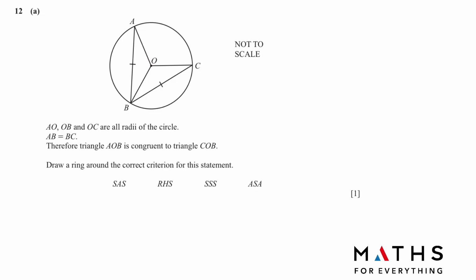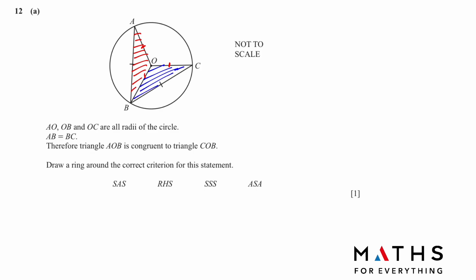AO, OB and OC are all radii of the circle. So this is equal to this. All 3 sides are equal because they are radius. Therefore, triangle AOB is congruent to triangle COB. We are talking about this triangle. It is congruent to this triangle.